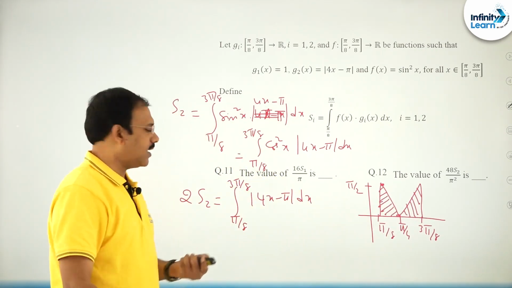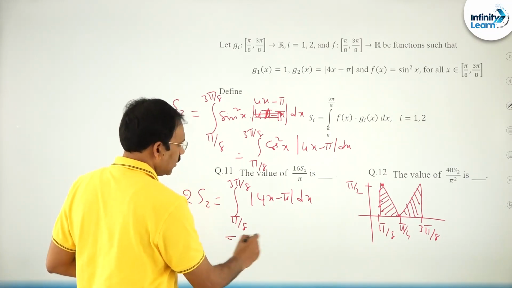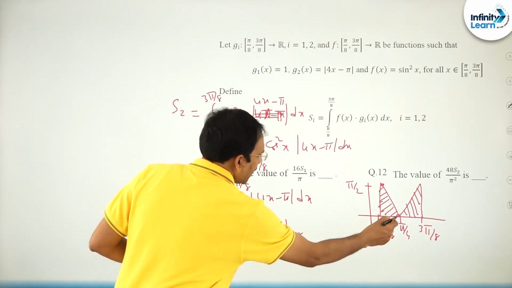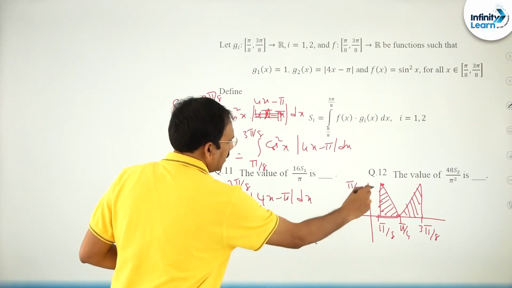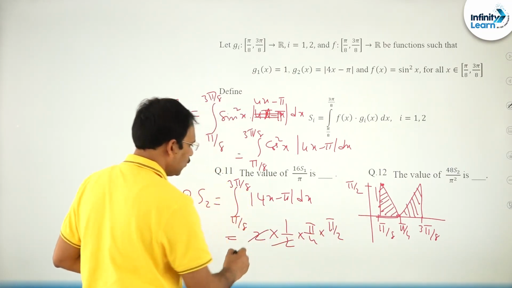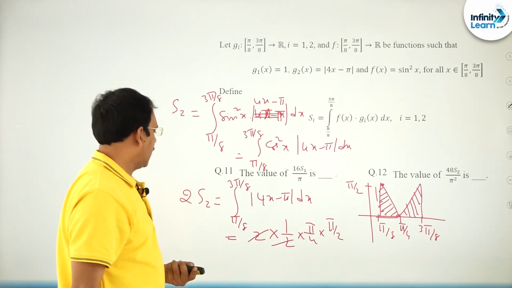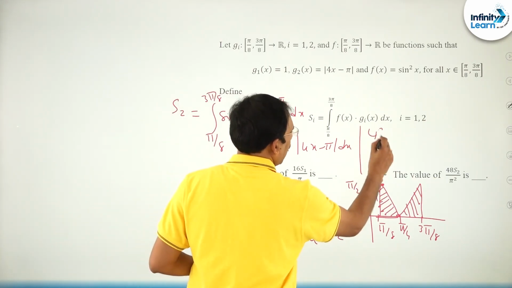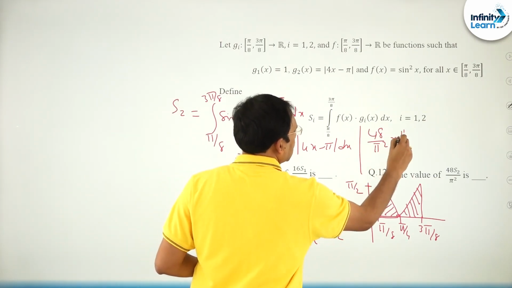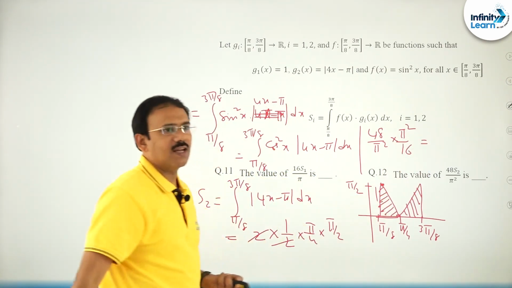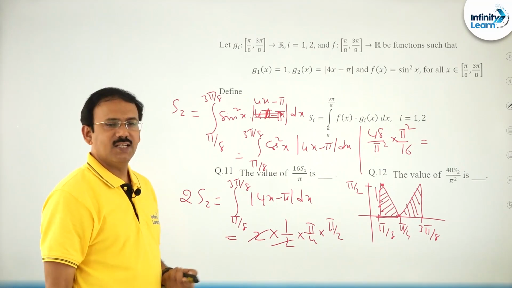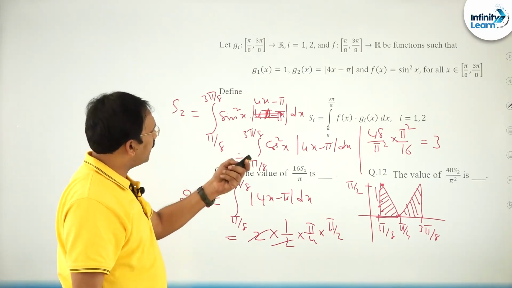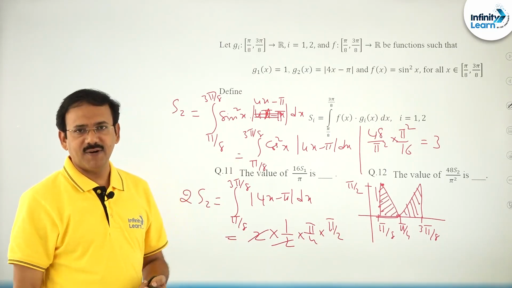So friends, the required 2S2 is 2 times the area of this triangle, half into base, where the base length is pi by 4 and height is pi by 2. These two will cancel out, which gives pi square by 8, so S2 is pi square by 16. Then 48 by pi square into pi square by 16, you will get the answer. Right, my dear friends? Yes, that is all. This is going to be 3. Clear? So friends, this is a simple integral related problem.